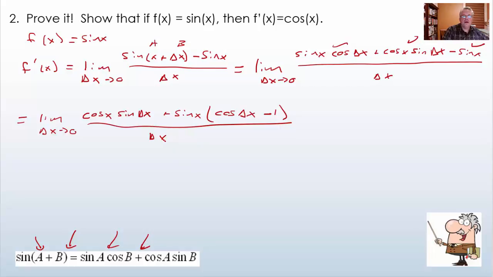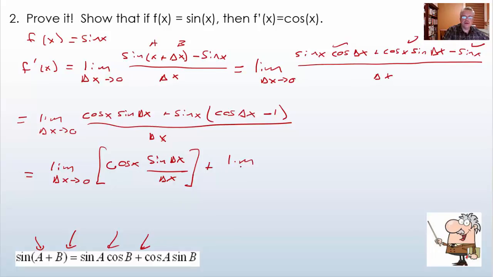Okay. Actually, believe it or not, we're making some progress here. So I'm going to break it up a little bit more. This is the limit as delta x goes to 0, I'm going to put this part here first. Cosine x, sine of delta x over delta x, plus, this is all in the limit. Well, I can break it up into two limits. The limit of this plus the limit of that. So I'm going to go ahead and do that. I didn't mean to, but it's okay. Then I have this part, sine of x.